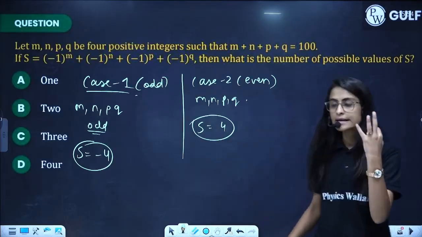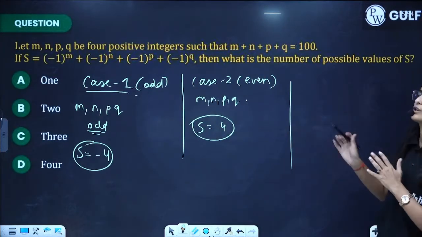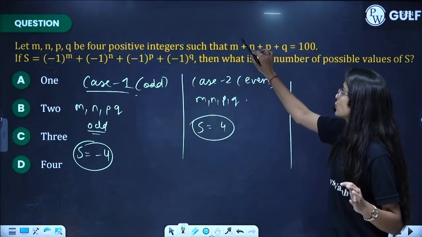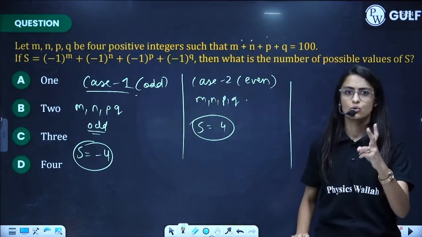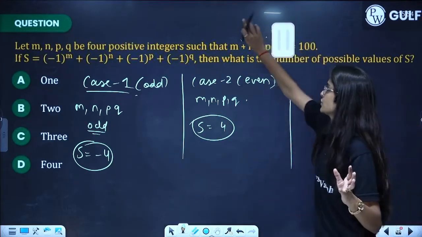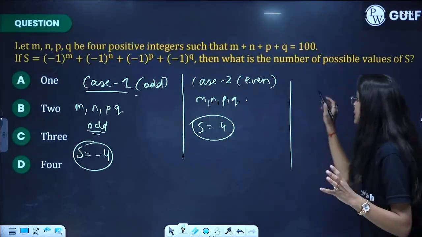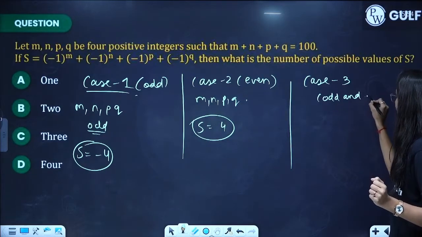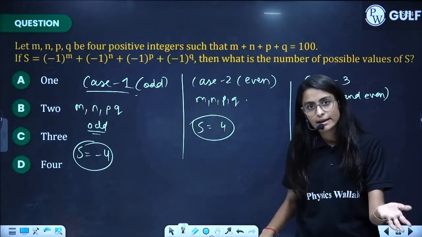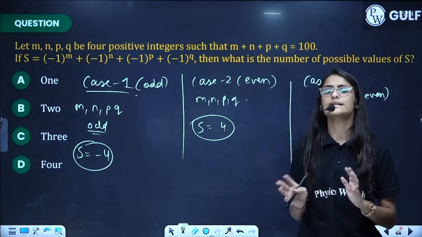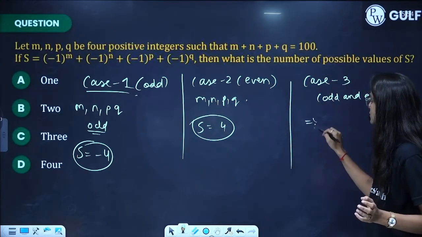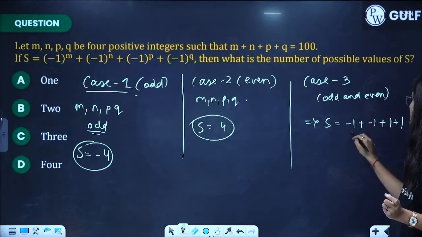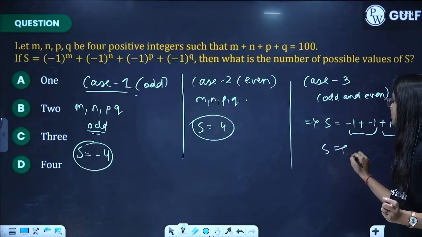And case number 3, what if we take 2 powers positive, 2 powers negative? Yes, you can take that. Giving you an example, 25, 25, 10 and 40. 2 are odd, 2 are even. Sorry, not negative, positive, odd and even. Case 3 is odd and even, like 2 of the powers you might take even, 2 of the powers you might take odd, or vice versa. So in that case, you'll be getting S is minus 1 plus minus 1 plus 1 plus 1. That means S is equal to 0.